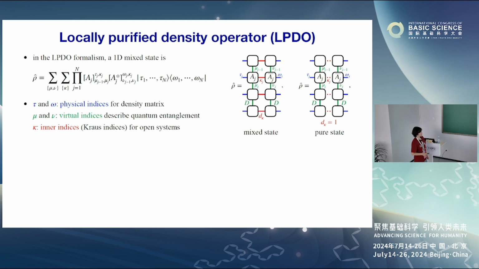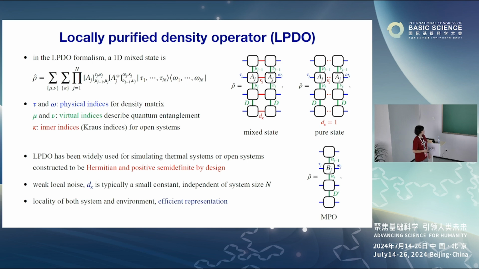We also have these red ones, the inner indices. They are also called the Kraus indices. This is what only happens here, and we can use it to express the open system. For the pure states, all the bond dimensions of the inner indices become one, so this part and this part can decouple, and this is a pure state. But when the dimension is larger than one, it becomes a mixed state.